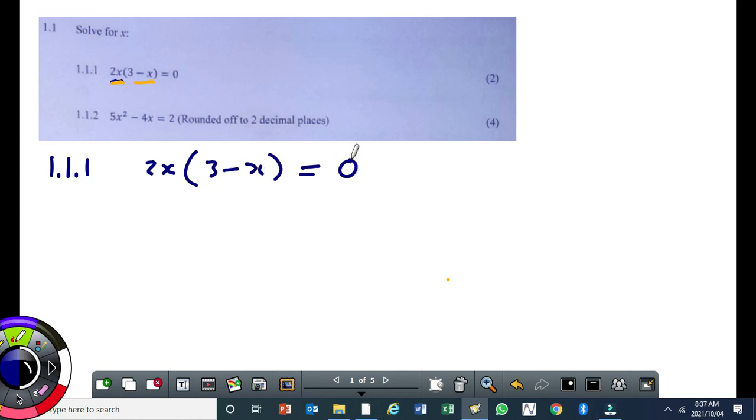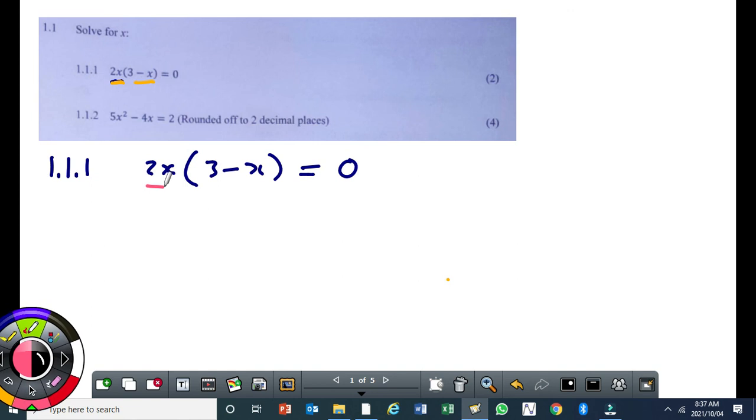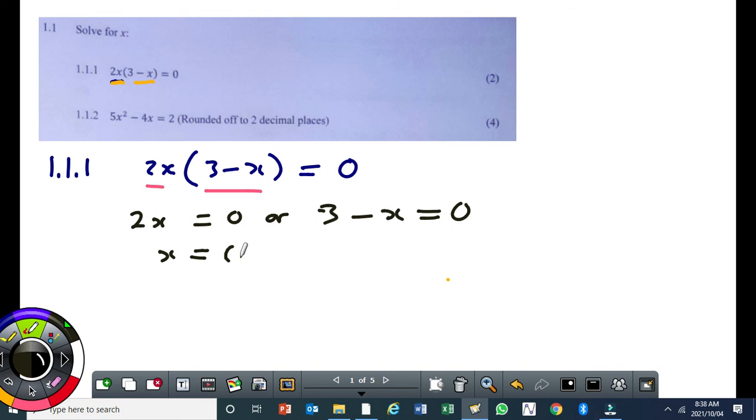So you equate each factor. There are two factors here. 2x is a factor, 3 minus x is a factor. You equate each factor to 0. And this question should not take you more than 10 seconds to answer. So this becomes 2x equal to 0 or 3 minus x equal to 0. So your final answers will be x equal to 0 or x equal to 3.